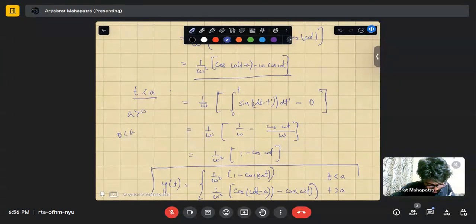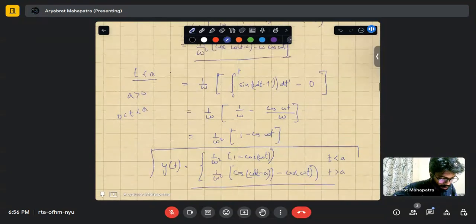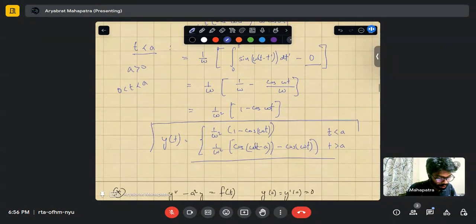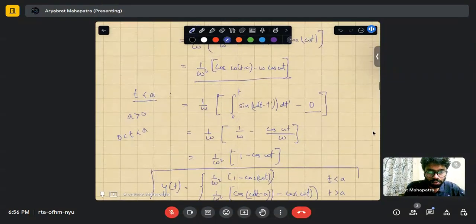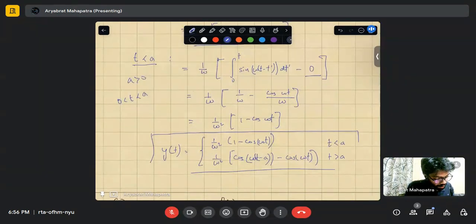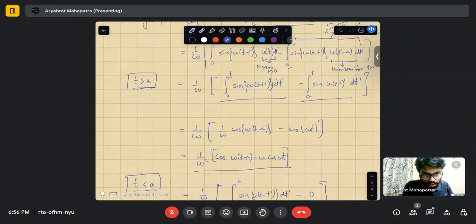So a is greater than 0, and this is this case. In this case also you will see that your second term will completely go away. Only the first term will be there, and again you do this integral and you will get the result. So is this clear? Or again, somewhere you could not follow? Finally your answer will be in two parts, for t less than a and t greater than a. So this is for t less than a, and for t greater than a this is.